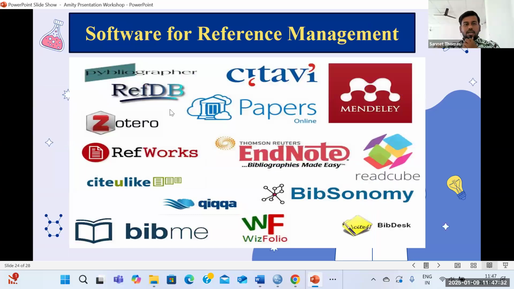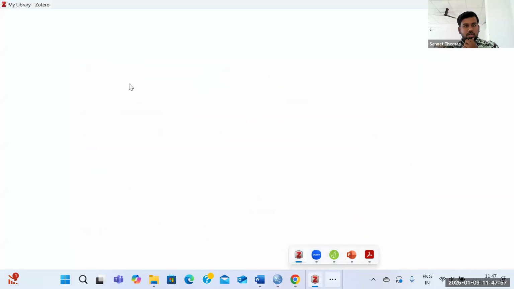Similarly, there is software for reference management. Among these are RefDB, Mendeley, Papers Online, Citavi, EndNote, BibSonomy, BibDesk, Visfolio, BibMe. So these are the different software for reference management. Here I will show you Zotero. Basically, I use Zotero.